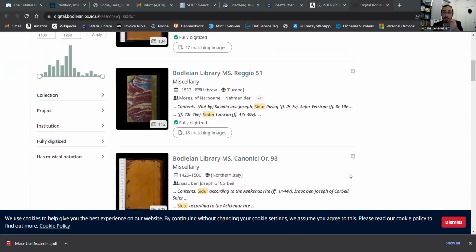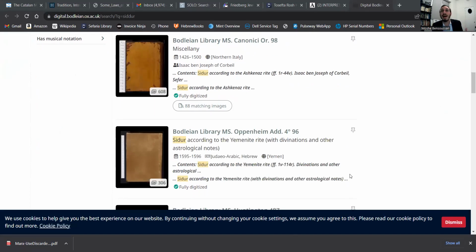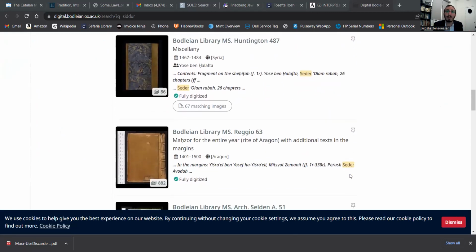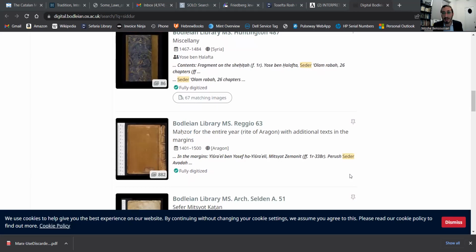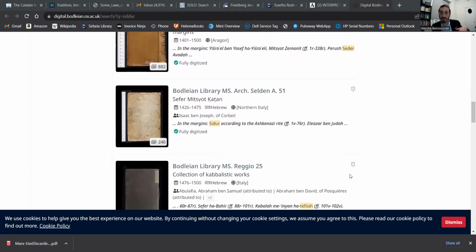And the reason is obvious, because with the holiday prayers, people couldn't be expected to remember them by heart. The piyutim, people couldn't be expected to remember by heart. So we have many more Machzorim and some full Machzorim, meaning the full cycle of the entire year, which include a Siddur as well.